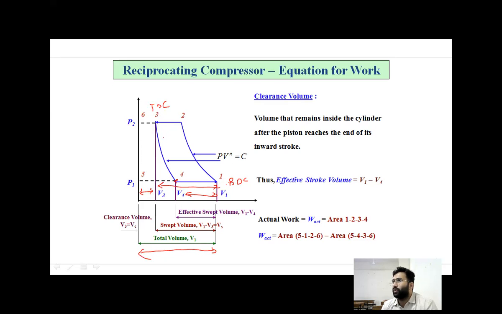Okay. So draw this diagram. Reciprocating compressor with clearance volume.